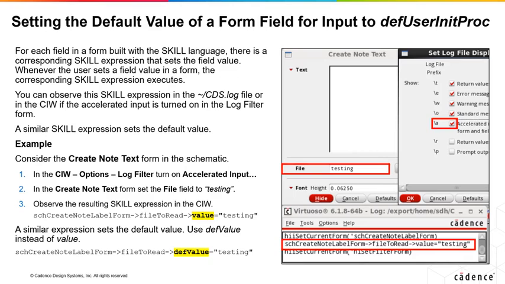So now that's the syntax we're going to be using when we actually create our code. And so instead of value though, what we're going to put, and you can see it noted here on the left, we'll put SCH create note label form, arrow, file to read, arrow, def value equals testing. So that's what we'll put in our code.